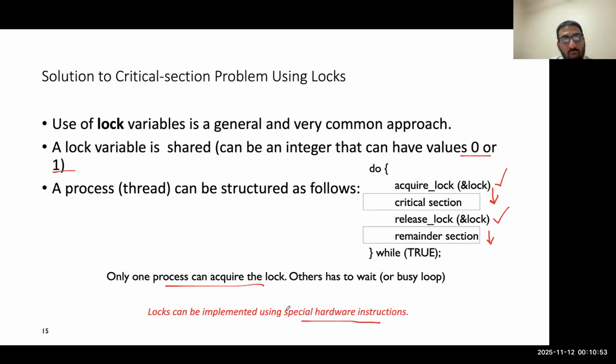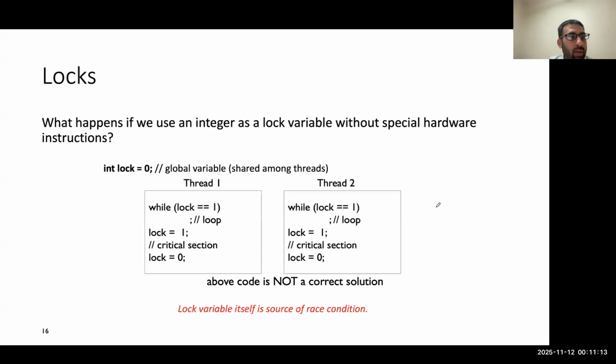Now this lock can be implemented by using some special hardware instructions. But before talking about those special hardware instructions, let's use a naive approach. By naive approach, we mean let's say we use a single regular variable and we write the code for the acquire lock and release lock functions. So let's see what happens if we use an integer as a lock variable without special hardware instructions. Let's say initially lock is equal to 0 and lock is a global variable, which means it is shared between thread 1 and thread 2, right?